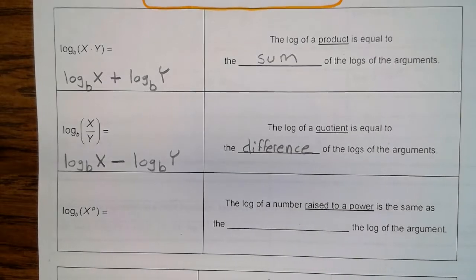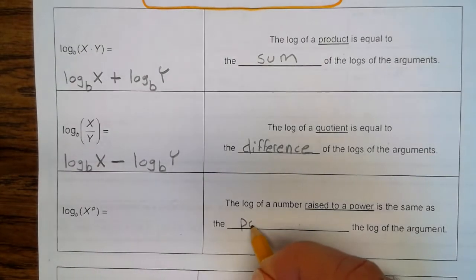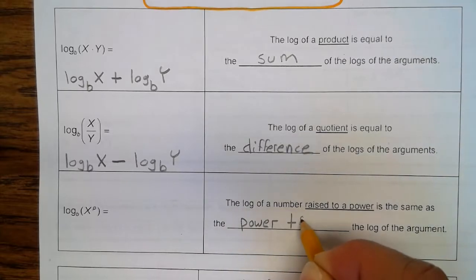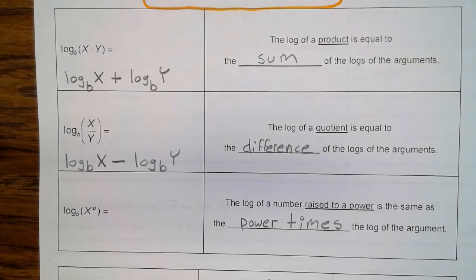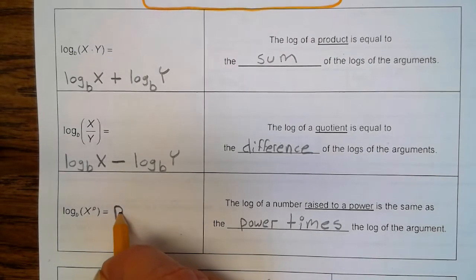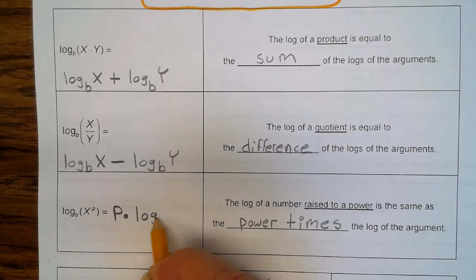All right, now it says the log of a number raised to a power is the same as the power times the log of the argument. So if we have log base b of x raised to the p power, that is p times log base b of x.